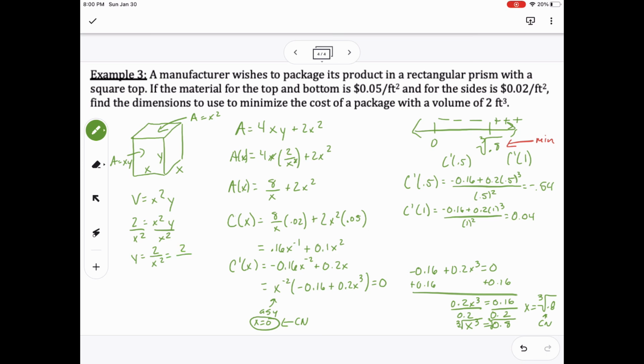And so then I'm going to plug my cube root of 0.8 into the formula that I set up for y. And then I can figure out that the y, or the height, is going to be 2.32 feet. And the side lengths are going to be 0.93 feet. And so there are my dimensions.